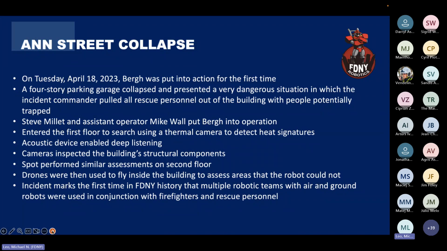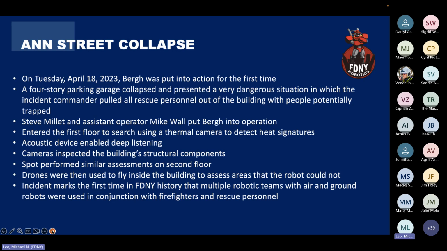So this is a little bit about the Ann Street collapse and when it happened and how it happened. We did have one victim that was deceased inside of the building that we found. One of the things that we tried to do, obviously, is sense of placement, because that's everything. We wanted to get the thermal to make sure that we could find anybody that would throw off some heat signature. We had acoustic devices on the robot, and then, of course, the regular cameras.